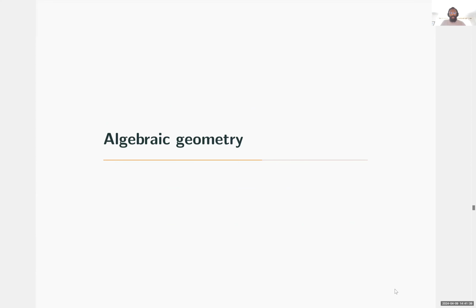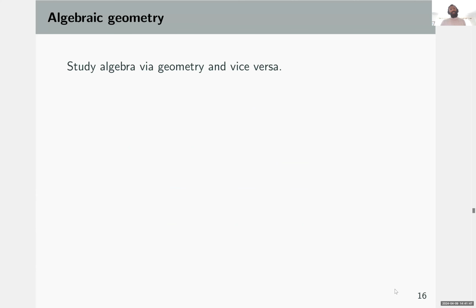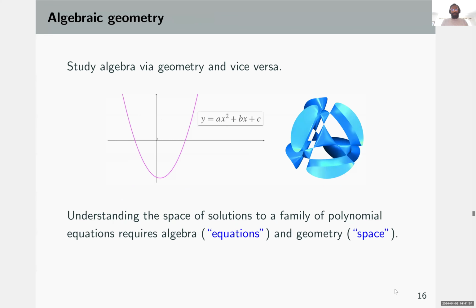And so the tool that we're going to use to prove this is going to involve algebraic geometry, which is a very abstract area of maths. So I'll just really briefly give the idea. The idea is to study algebra via geometry and vice versa.